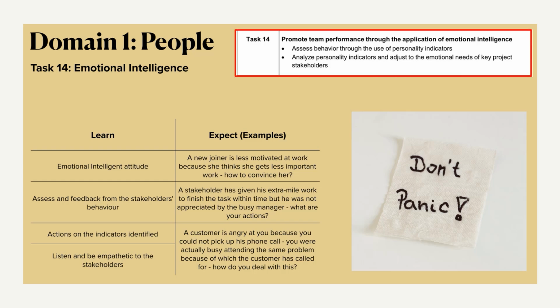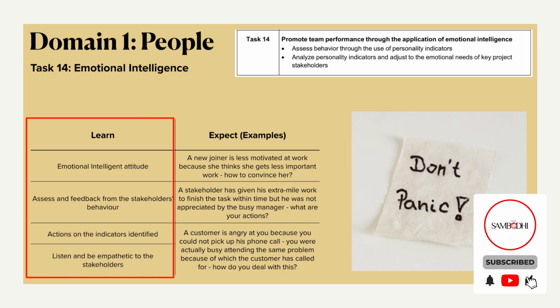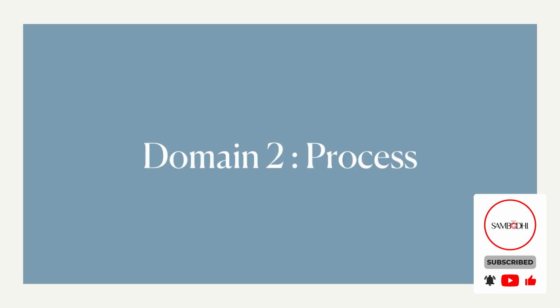assess the behavior through the use of personality indicators. We'll learn about these personality indicators in the lessons to come. And then we have to analyze the personality indicators and adjust to the emotional needs of the key project stakeholders. So to answer the questions better, we have to learn about emotionally intelligent attitude. We have to assess the feedback from the stakeholders' behavior. All these things I have formulated. Please take a look. Moving on.